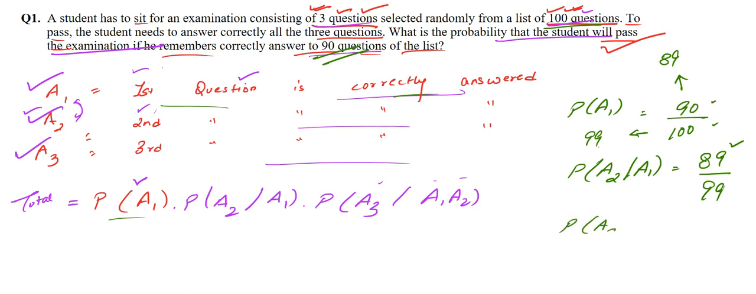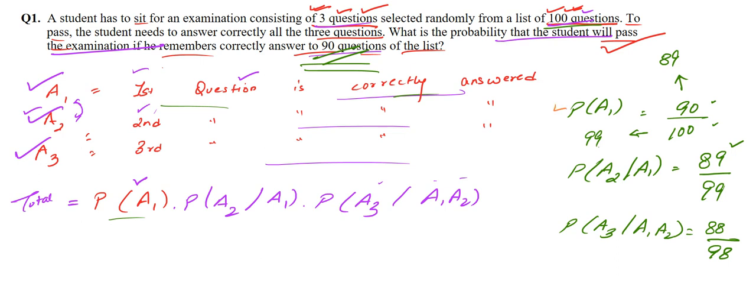Similarly, for event A3, that is the third question, where A1 and A2 both are answered. So he is left with a total of 88 questions whose correct answer he knows, because he has given 2 correct answers, but he knew only 90 of them. So he is left with 88, and the total number of questions left is 98, because he has answered 2 questions.